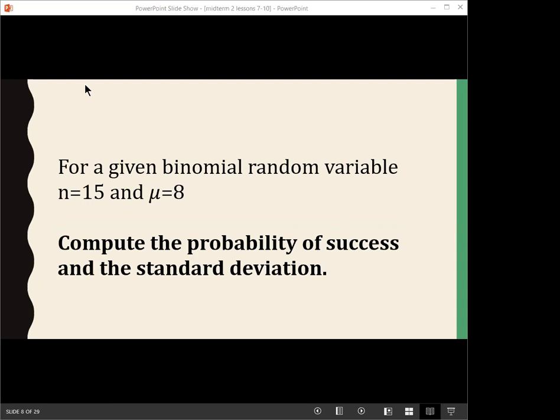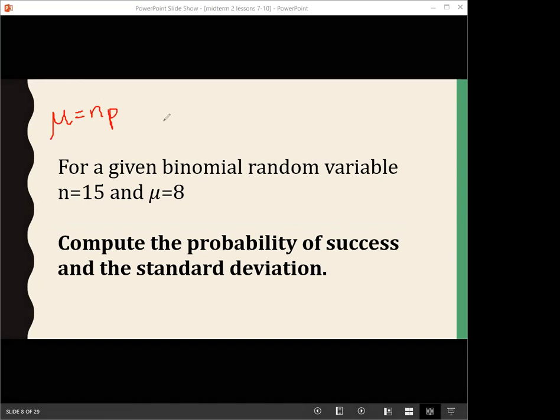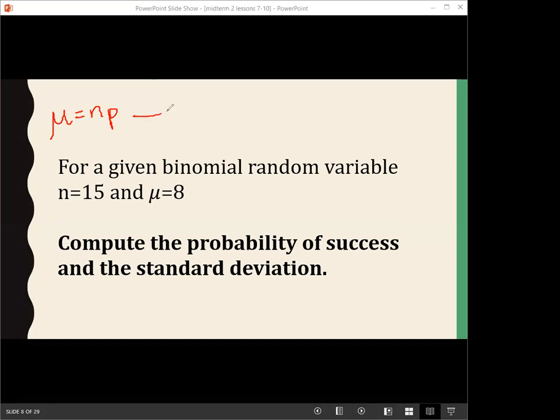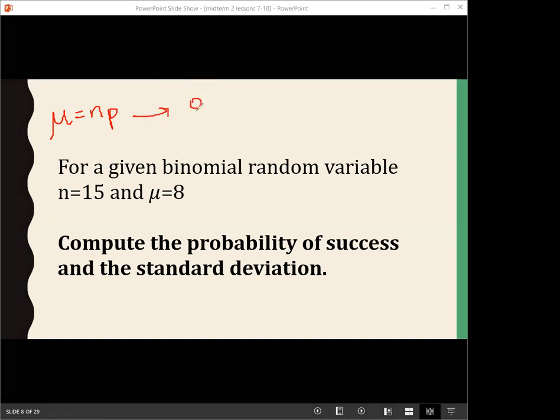First, we're going to find the probability of success. In the previous slide, the formula was given that mu equals n times p. We are given the sample size and the mean here, so we're just looking to find the probability of success. It comes out to 8 equals 15 times p. Then all you have to do is divide 8 by 15, and you should get 0.53 as your probability.